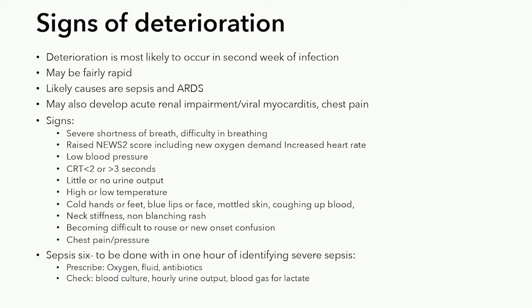There are three things that you need to check. One is a blood culture, so you can take some bloods off and send for blood cultures, hourly urine output, which you could measure, and finally blood gas for lactate. Blood gas for lactate is not available in the community setting, so I would ignore that. I don't think you should get too worked up about the things that you need to check, but at least if you can give oxygen, fluid, and antibiotics where appropriate, or arrange for those so that the patient can be moved to an appropriate setting, that would be the thing to do.